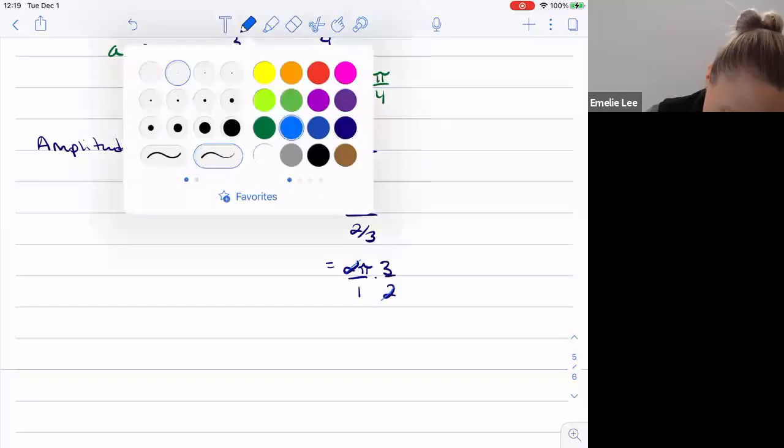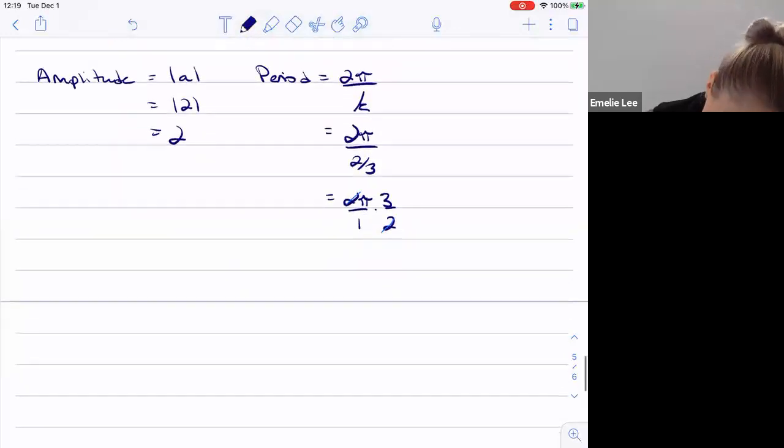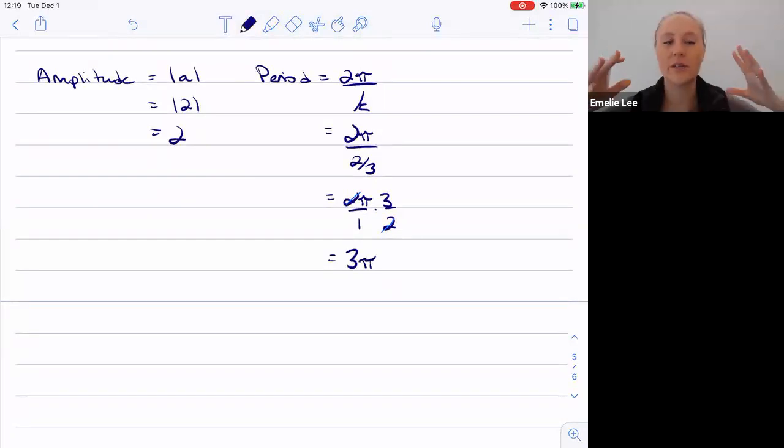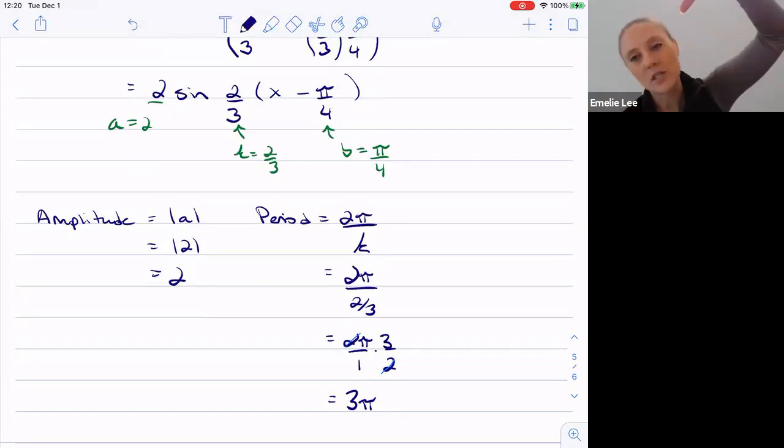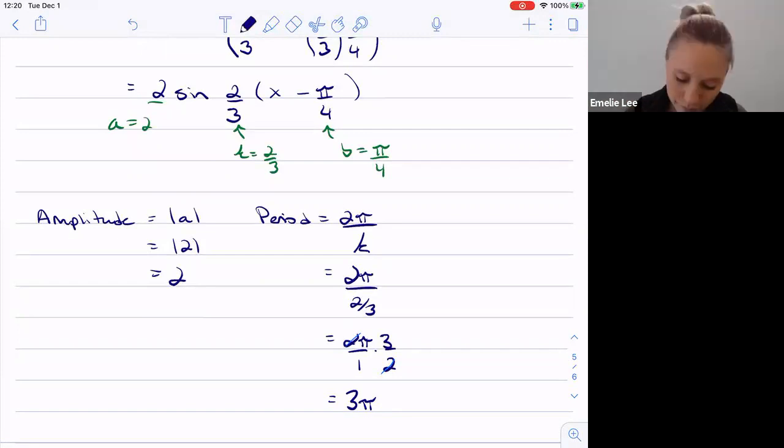2 and 2 are going to cancel. So I get a period of 3 pi. Thinking about our regular sine function, it has a period of 2 pi. So now it's being extended to 3 pi. So it's going to take a little bit longer to finish a whole cycle, right? But it's also stretched out. Instead of an amplitude of 1, it's got an amplitude of 2.